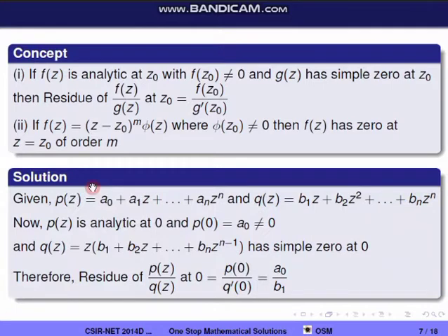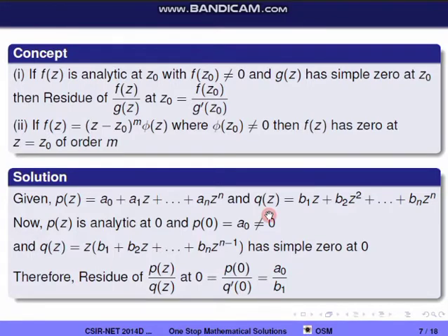So they are given the polynomials P(z) and Q(z) like this. If you see that P(z) is a polynomial, so it is entire. So in particular it is analytic at 0, and we are getting P(0) = a0, and a0 is given to be a non-zero complex number. So the first condition is satisfied here. So we'll check for the denominator.